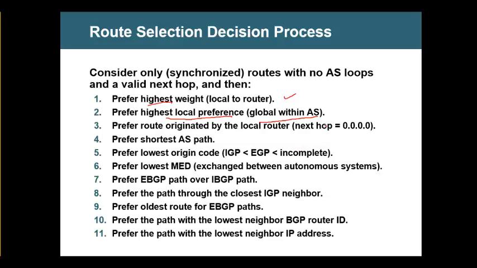What if local preference is also a tie? Means we did not configure. What is the default local preference? 100. We did not configure at all. So there will be a tie. Weight we did not configure. Local preference we did not configure.